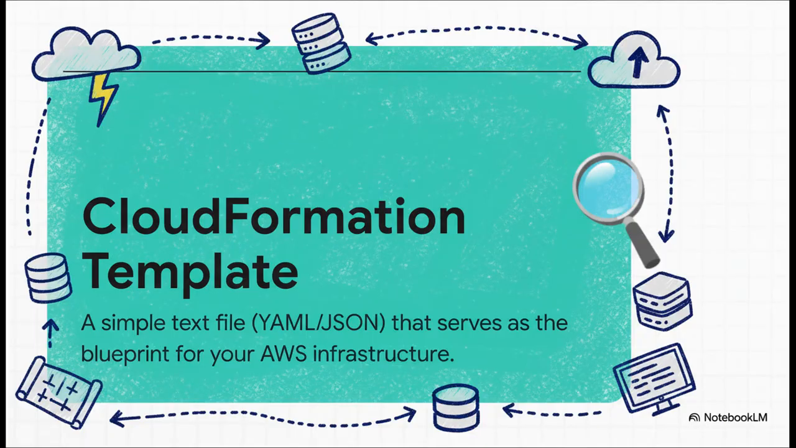A template is really nothing more than a text file. That's it. It's written in either YAML or JSON, your choice. And in this file, you just declare all the AWS resources you want to create and exactly how you want them configured. This blueprint becomes the single source of truth for what your infrastructure should look like.